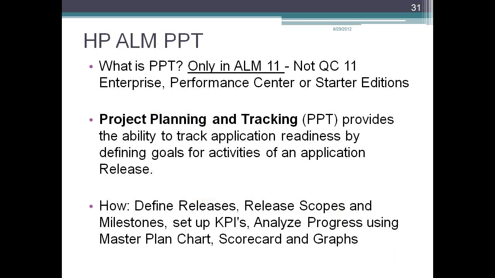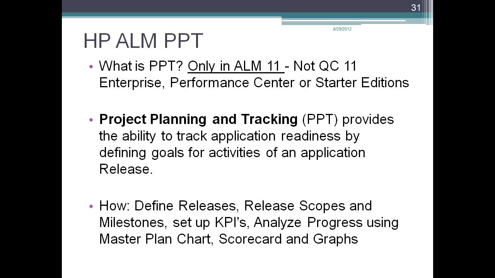All right, so I want to move on to another important feature, and this is specific to the ALM license. This is not Enterprise, Performance Center, or any of the starter editions. This is ALM specific. It's called Project Planning and Tracking, or affectionately known as PPT. So what does this allow you to do? This is more of a project management overview, a focus of how are we doing on our release? So this is going to help us with tracking how ready we are to move our application, hopefully at some point to production. But what are some goals, activities, what are the things that are going on in our release? So how are we going to set that up?